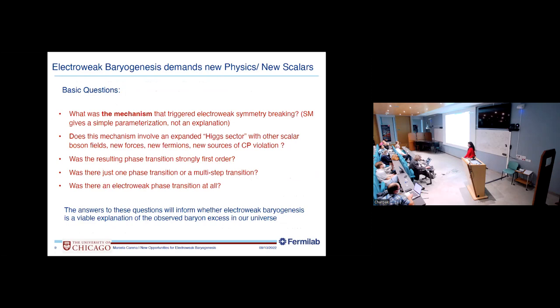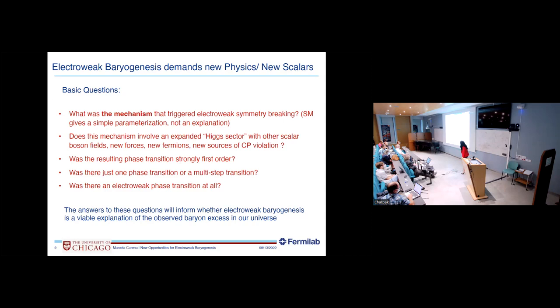So the basic question is, what was the mechanism that triggered electroweak symmetry breaking in the standard model? I have to go back and ask myself the questions again. I want to understand, if I go beyond the standard model to new physics, and in particular new scalars, which is one of the exciting things, what are these new scalars doing to the electroweak phase transition? One thing is, what triggered the electroweak symmetry breaking? In the standard model, I remind you, we put this mass parameter negative by hand, and that's when we have electroweak symmetry breaking. In supersymmetry, for example, it appears naturally by quantum corrections. But in the standard model, we put it by hand.